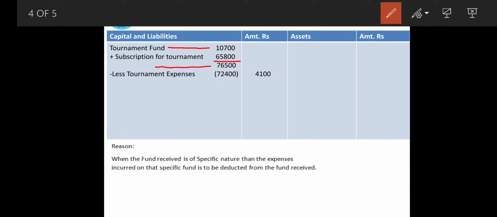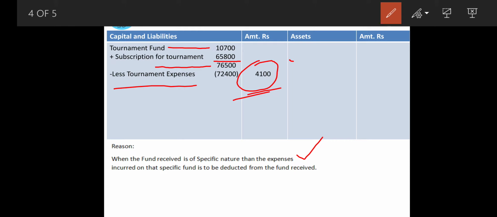And then what will happen to these two? Addition. Now expenditure incurred during the year, that is the expenses that have been incurred on it, that is to be minus. So less expenses 7,400 is to be minus. So ultimately we have come to the conclusion of 4,100. So the reason behind that is when the fund received is of specific nature, then the expenses incurred on it, what do we have to do? Deduct. That is always to be deducted. So whenever a specific fund is received of specific nature, expenses are to be deducted from that.